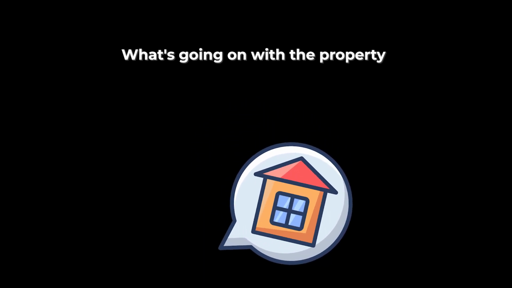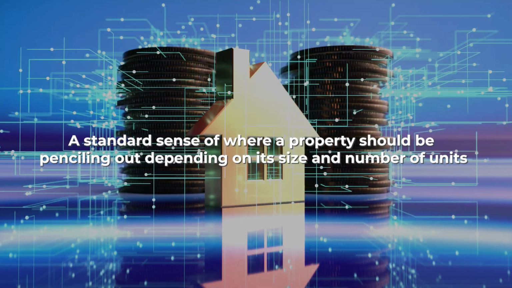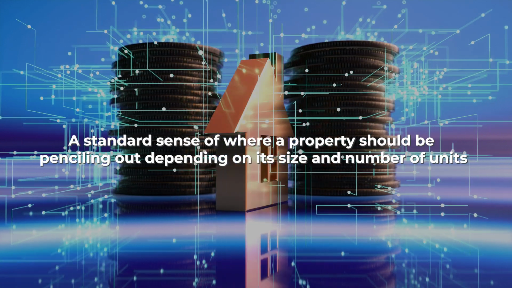Now, on the expense side, when you're looking at the OpEx side, you're going to look through the trailing 12 financials to really get a feel. Here's what I like to do. I've obviously been underwriting a lot of deals, so I have a sense in my market of what average OpEx I would expect a certain property to have. For example, I have a general ballpark idea of what water and sewer should be per unit, or what repairs should be per unit, or common electrical, or any other common utilities. I just have a standard sense of where a property should be penciling out depending on its size and number of units.